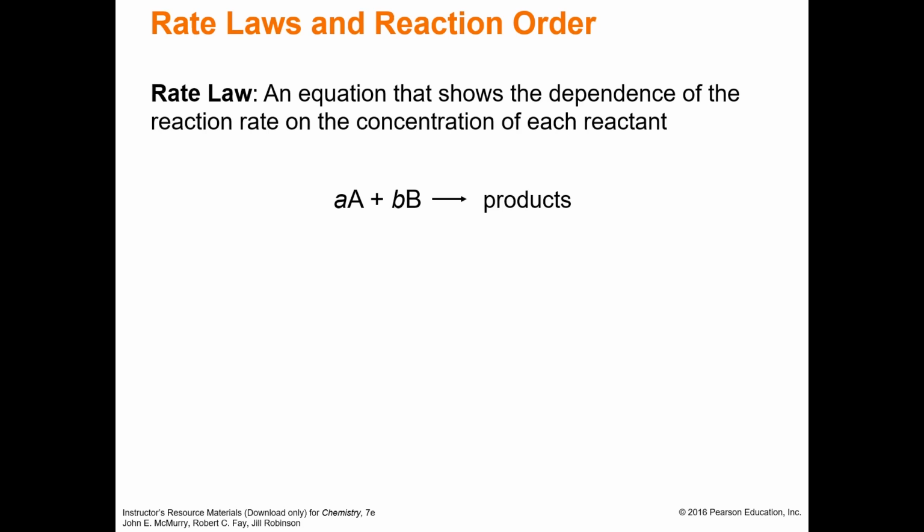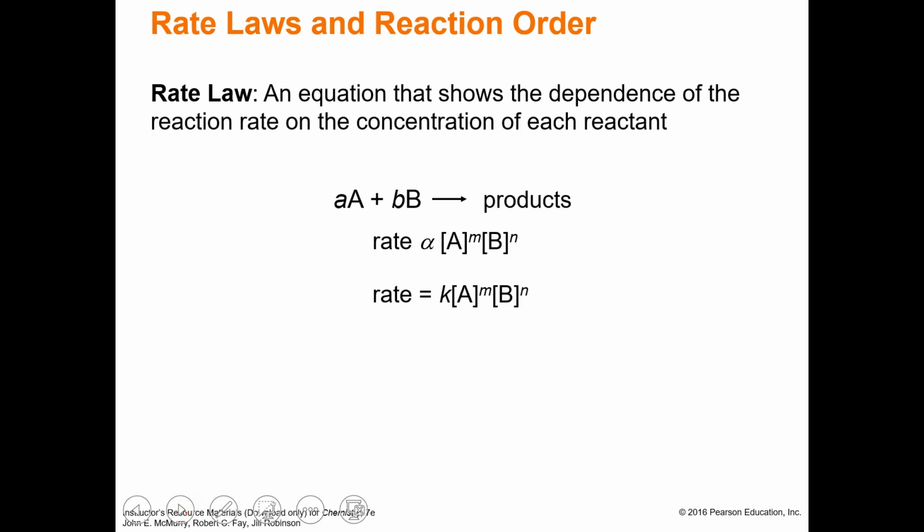In this video, we're going to talk about rate laws. A rate law is an equation that shows how the reaction rate is dependent on the concentration of each of the reactants in our reaction. Say, for example, we have our generic reaction here, where we have our two reactants A and B, and they react to form some products. We don't really care at this point what the products are. Well, the rate of that reaction is proportional to the concentration of those reactants.